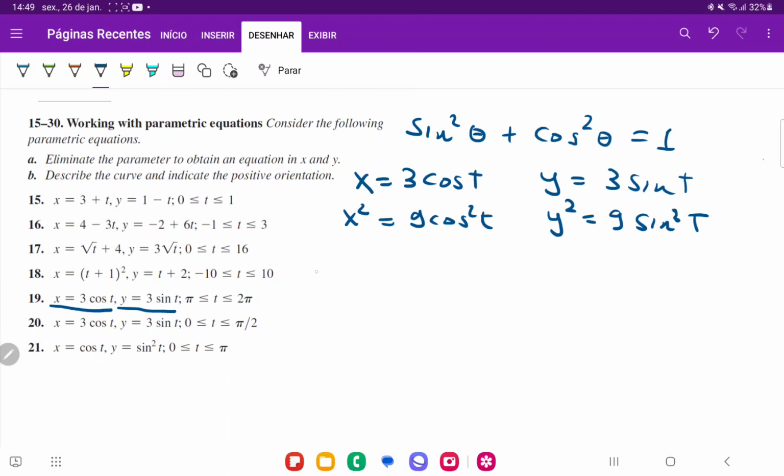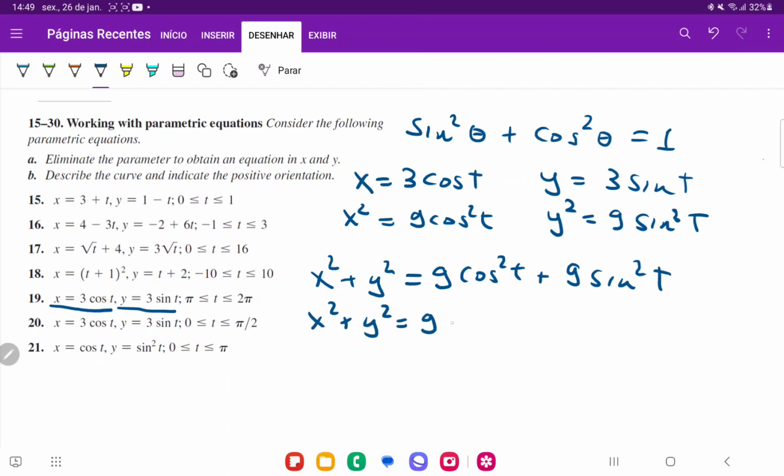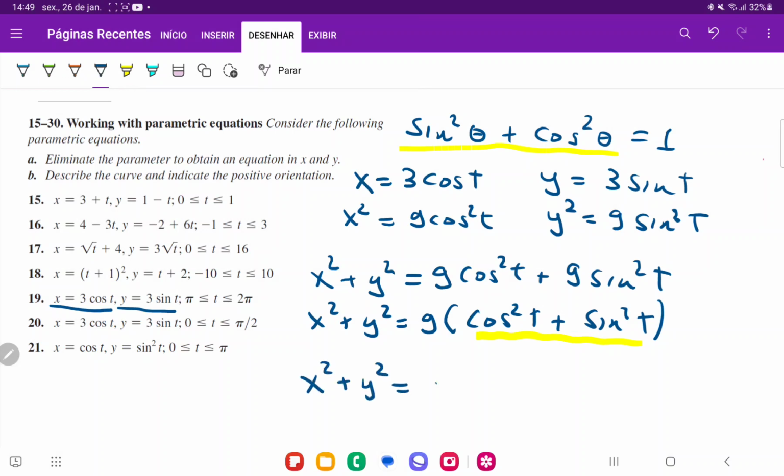So adding the left-hand side gives us x squared plus y squared is equal to the sum of the right-hand side. So it's going to be 9 cosine squared of t plus 9 sine squared of t. And now we're just going to factor out this 9. So that would be 9 times cosine squared of t plus sine squared of t. And once we're here, we can see that this matches our identity perfectly. So that's just 1. So the result of our equation is x squared plus y squared is equal to 9.